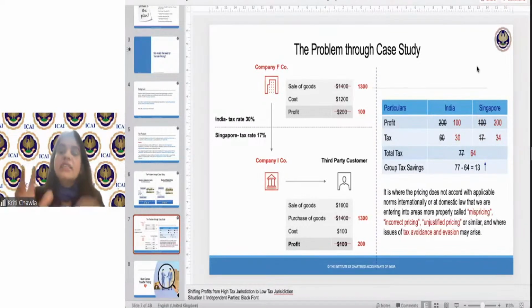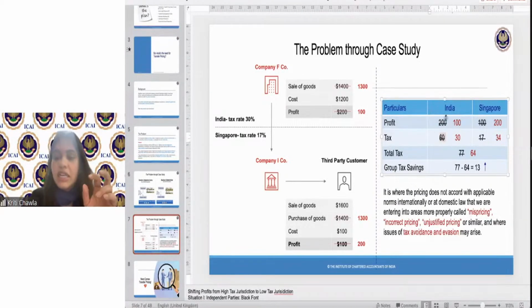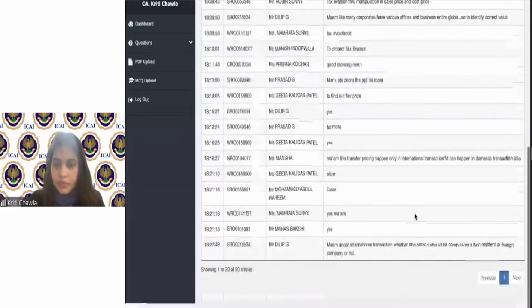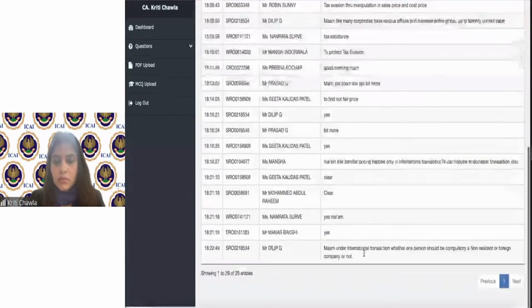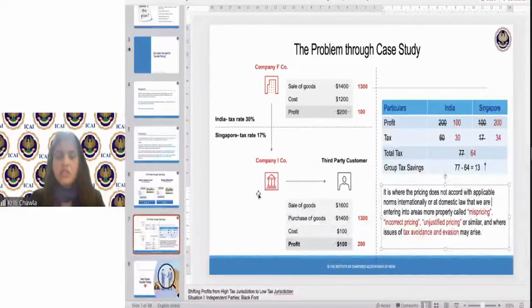So if you look at the entire group tax, the entire tax that they have paid as a group is going to be 60 in India and 17 in Singapore. So the entire group tax is going to be 77. Is this much clear? Okay. So this much is clear.